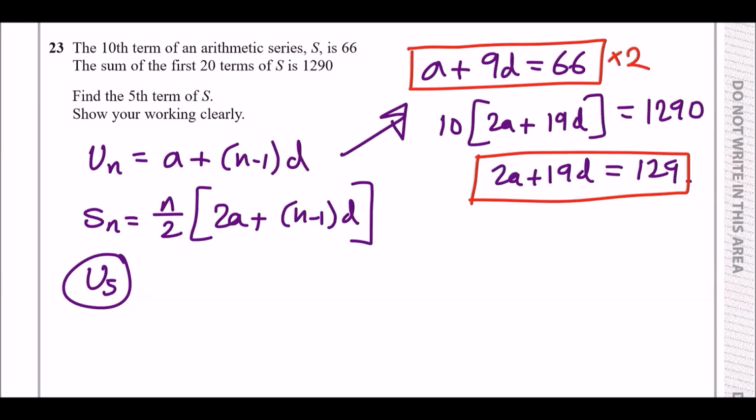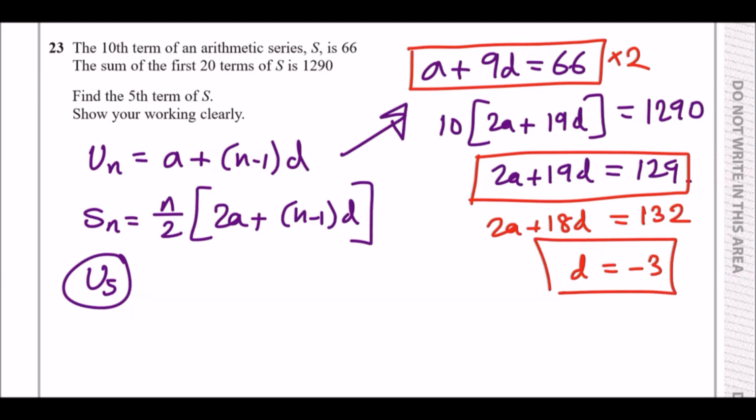And when you do that, at least when you double it, you're going to get 2a plus 18d equals double 66, 132. And that's it. So now we just solve this simultaneously. Subtracting the equations, you'll be left with d equals negative 3, which is perfect. If you know what d is, you can plug into the first equation to get a. So we're going to now have a plus 9 times minus 3, which is minus 27, equals 66. Adding 27 across, so 66 plus 27, you get 93. Okay, so it looks like we've done it.